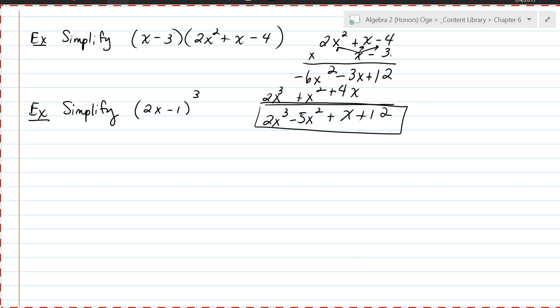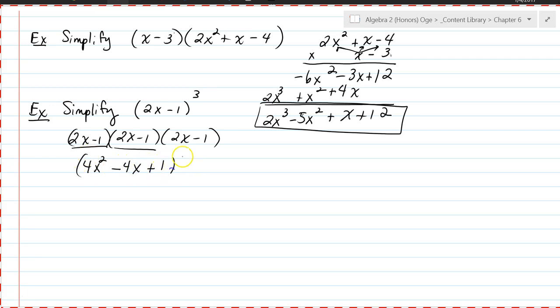The last one is to cube a binomial. So there is a shortcut, but it's not very short if you ask me. So what we're going to do is multiply 2x minus 1 times 2x minus 1 times 2x minus 1. And first, we're going to multiply the first two by doing FOIL. And I remember the shortcut, 4x squared minus 2x and minus 2x is minus 4x. Plus 1. So I've got a trinomial times a binomial now.